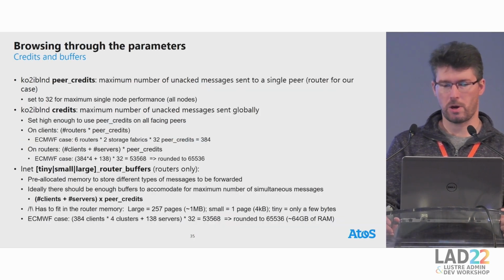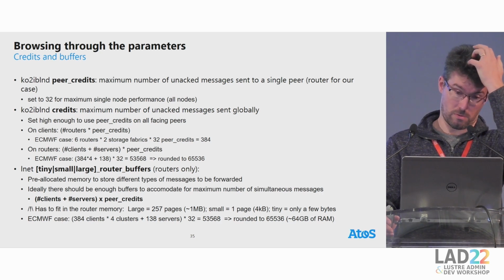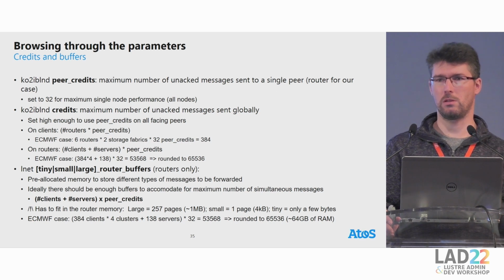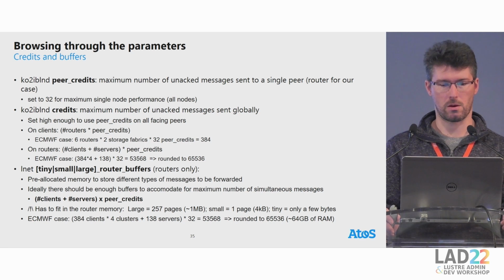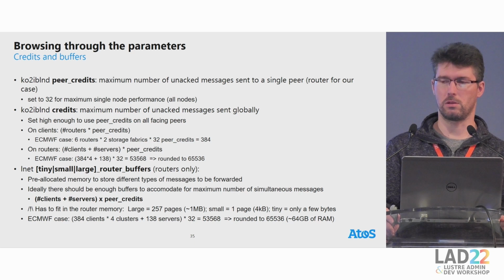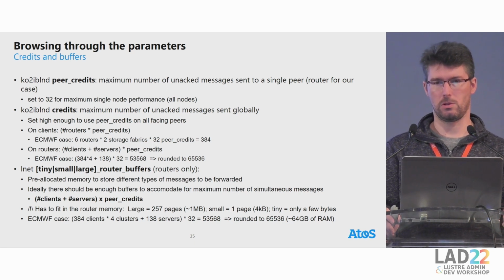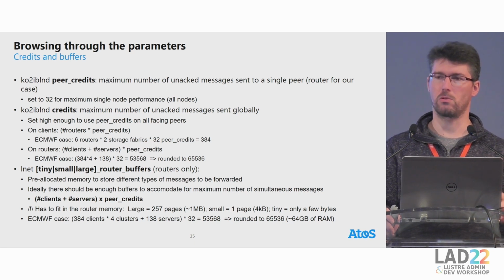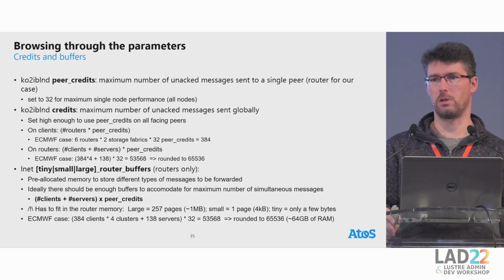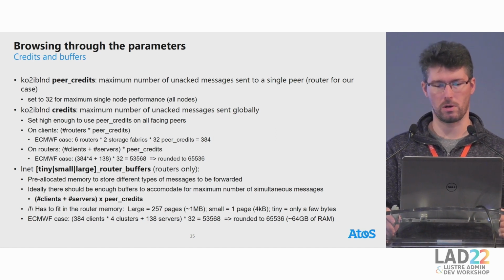Among the different parameters, we have first the peer credits. As I said, this is the number of messages that you can send from a peer to another peer. It was set to 32. I guess this is the value that was already set when we began. I guess we kept it because we thought it would probably lower the single node performance if we lowered it.